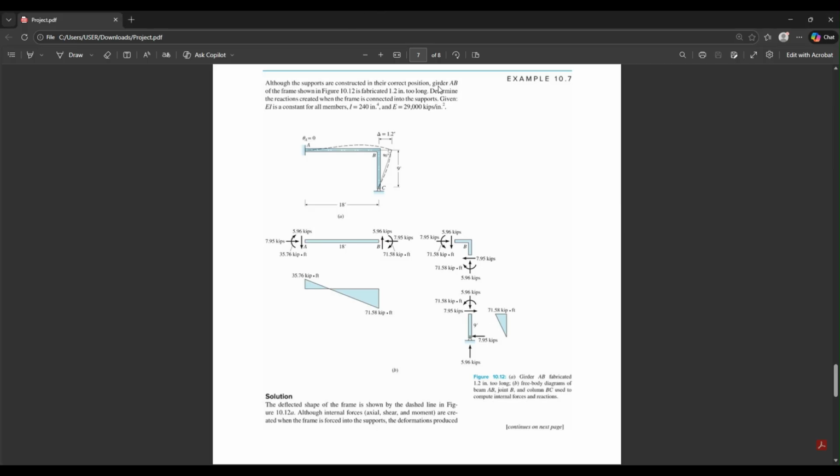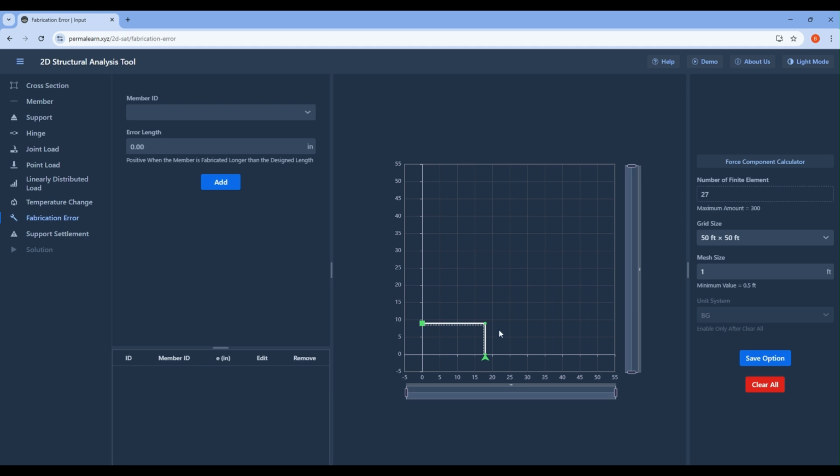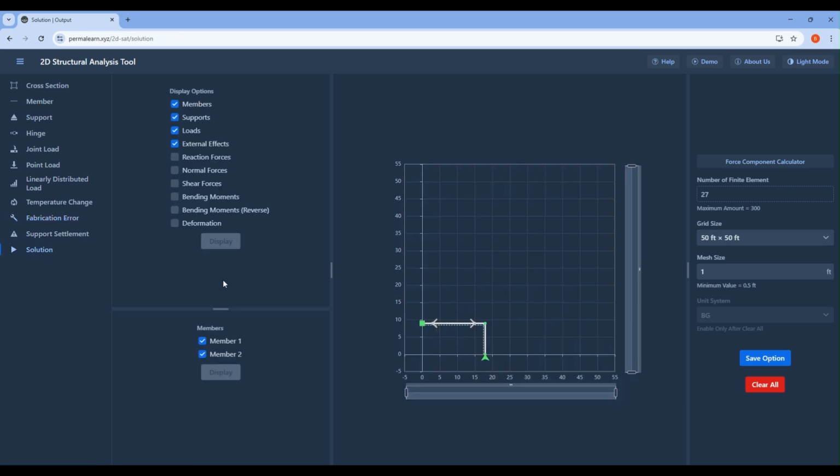As they mentioned, the member AB of the frame is fabricated 1.2 inch too long. If it is fabricated too long, we need to put the positive number, and if it is too short, we need to put the negative number for this member AB. So we just click add and then jump to the solution, as they want the reaction only.